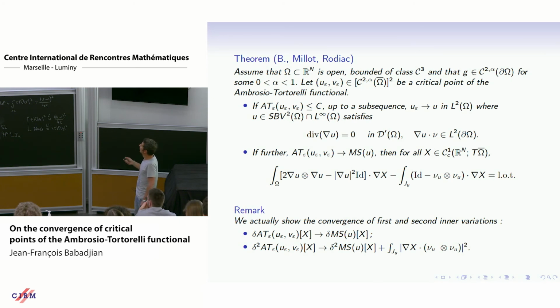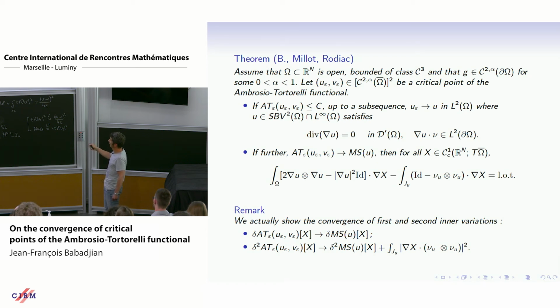So we need to assume a suitable regularity assumption on the boundary of omega and on the boundary data. Once we have such assumptions, we have some regularity on the critical points of the Ambrosio-Tortorelli functional. And the first statement is the following. If the Ambrosio-Tortorelli functional is bounded, then up to a subsequence u epsilon will converge to a function in SBV2 whose approximate gradient is divergence free.